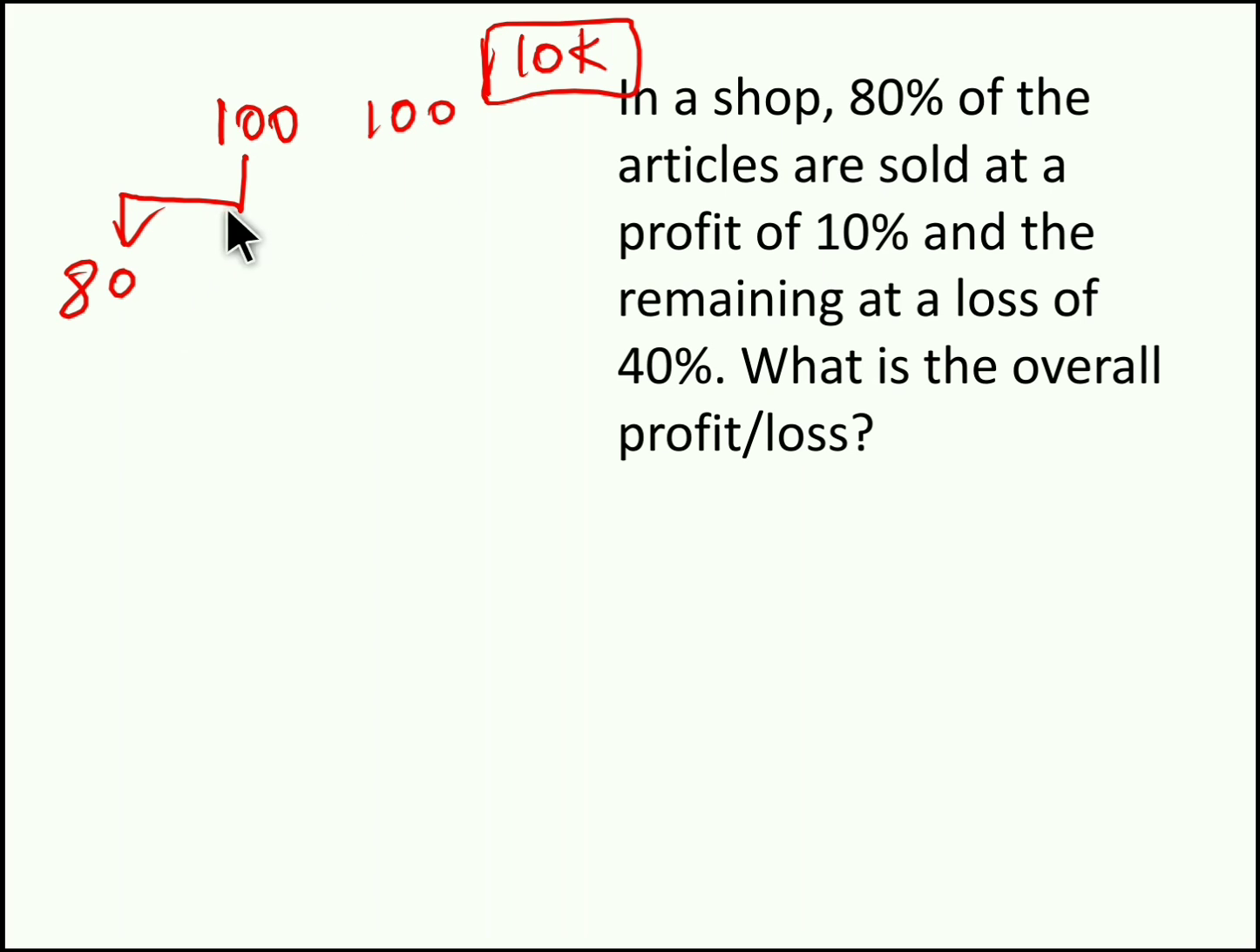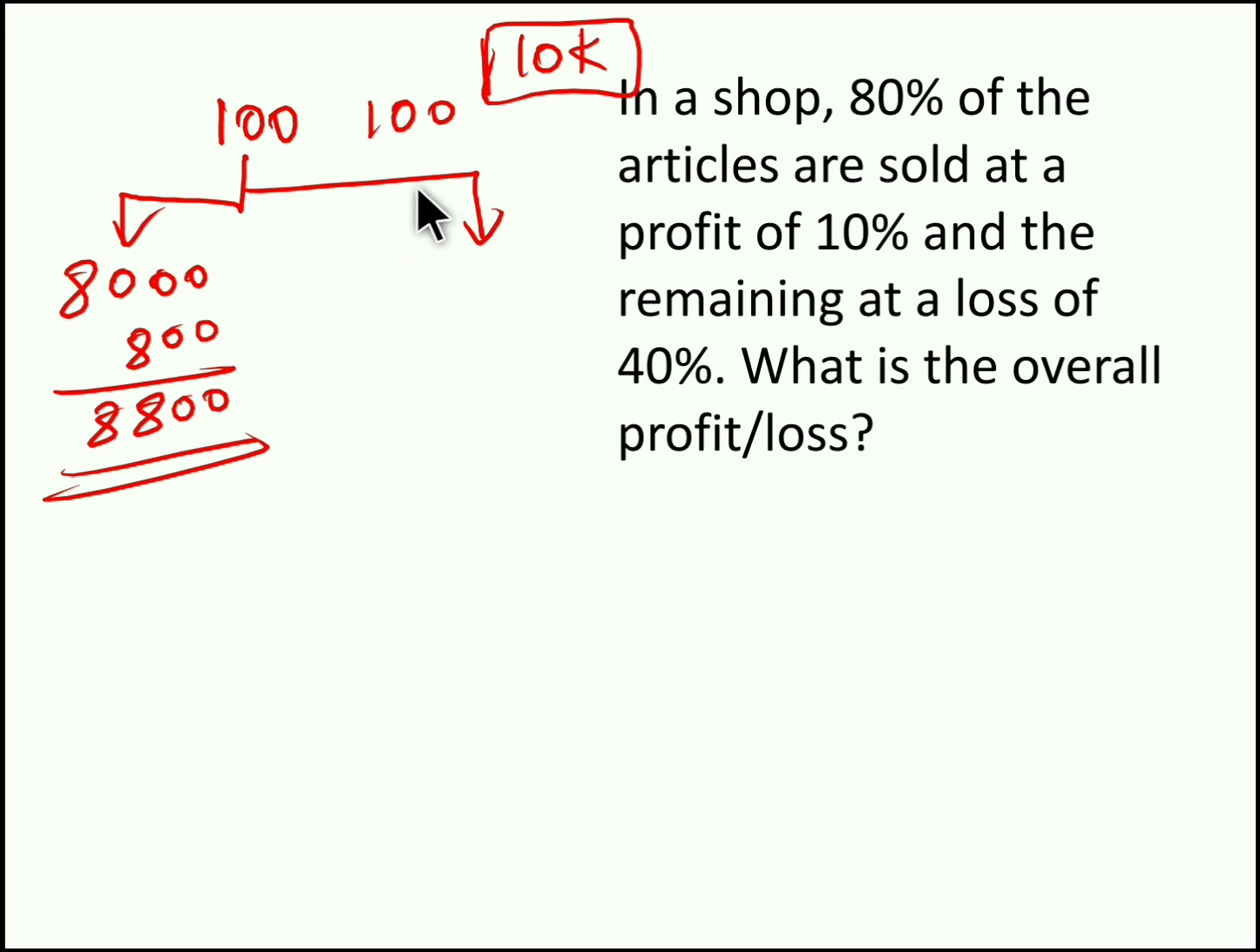Now what is 10% profit per 100? Or we can take it in this way. If one article is 100 rupees, 80 articles will be 8,000 rupees. Now from this 8,000, we are gaining a profit of 10%. So 10% of 8,000 is 800 rupees extra. So the first 80 articles are sold for 8,800 rupees. Now we have remaining 20 articles, right? Because 20% of 100 is 20 articles.